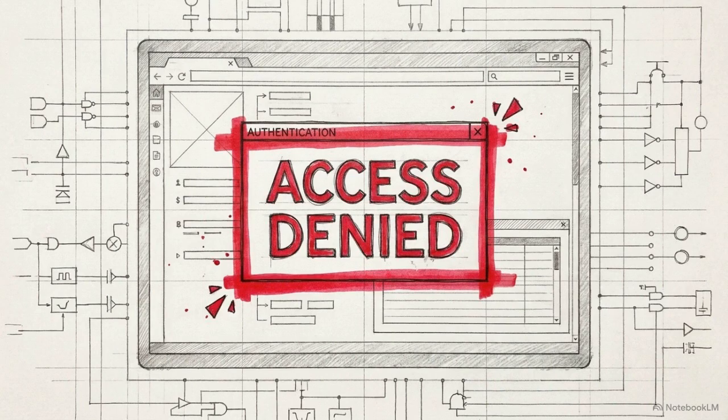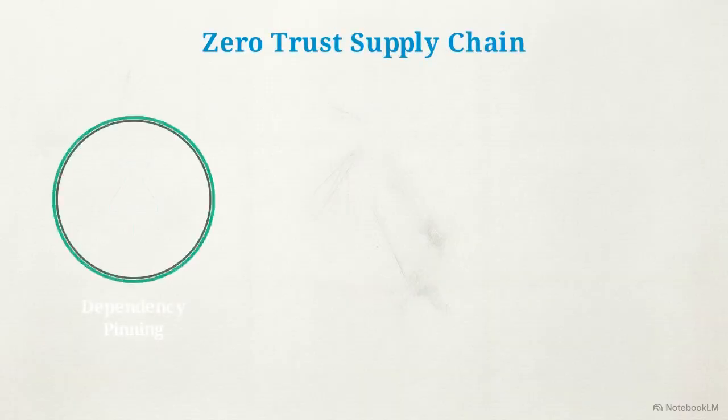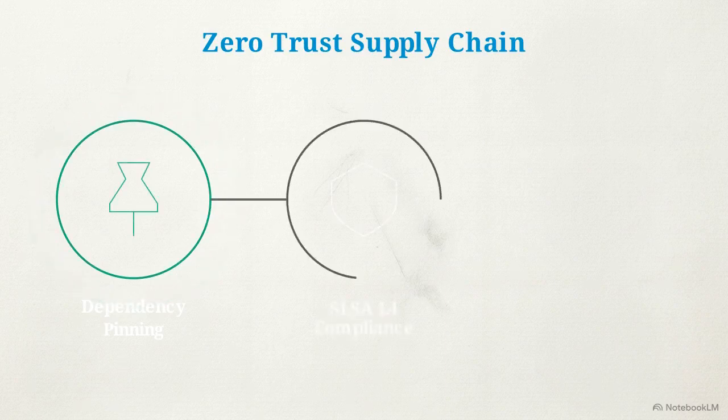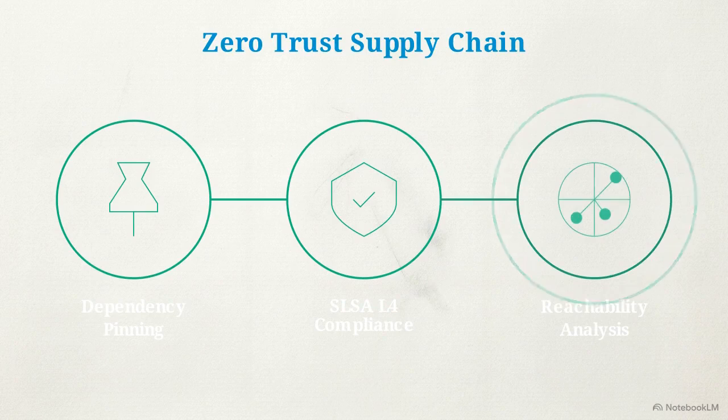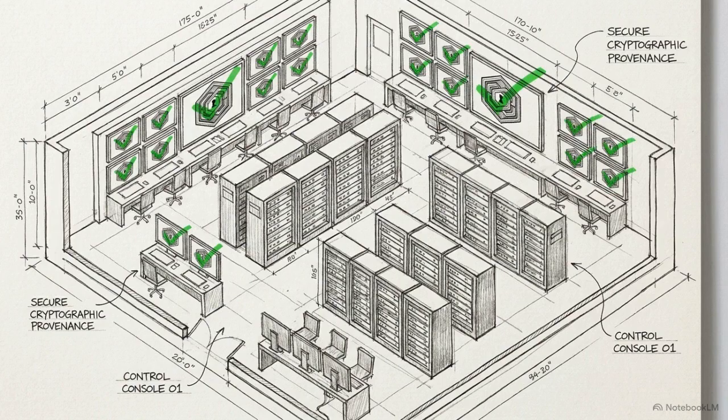The new operational standard is a zero-trust posture for software supply chains. This means pinning strict dependency versions, mandating SLSA Level 4 compliance, and running continuous reachability analysis on every build. Resilience comes from architecting CI/CD ecosystems that anticipate transitive failure and enforce absolute cryptographic build provenance.